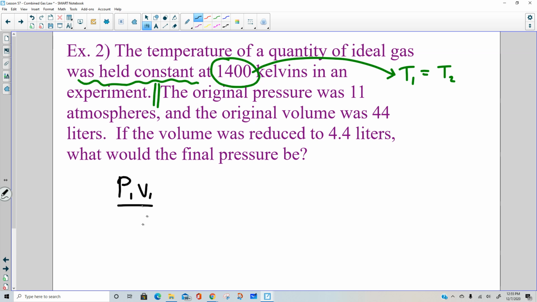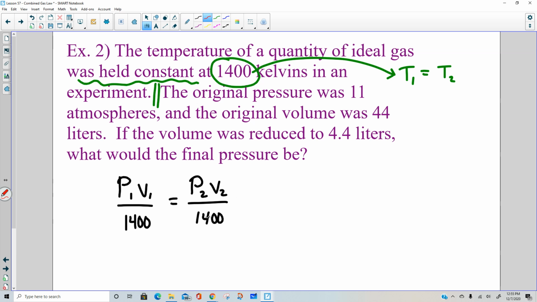So PV over T, if T is 1400 to begin with, equals PV over T, and my final temperature is also 1400. Take a look at this, just mathematically. What happens if my denominator is the same? When we have a ratio equals a ratio? Dylan? Exactly. They cancel, don't they? And then the numerators must be the same.